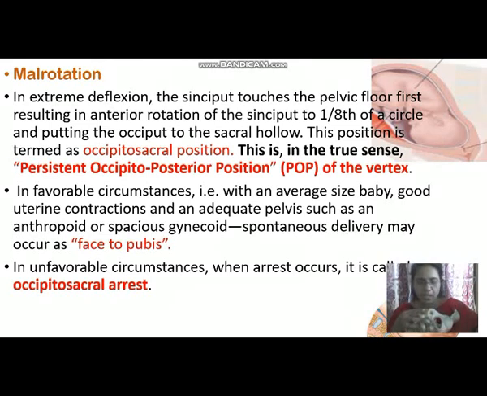So it will reach to the sacral hollow. This is the sacral hollow. It will reach to this hollow of the sacrum. It reaches to the hollow of the sacrum. This is the persistent occipital posterior position.